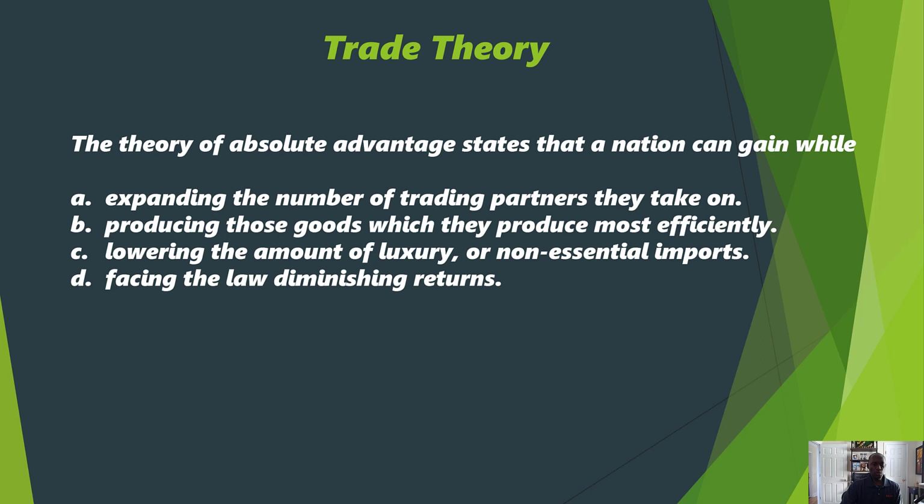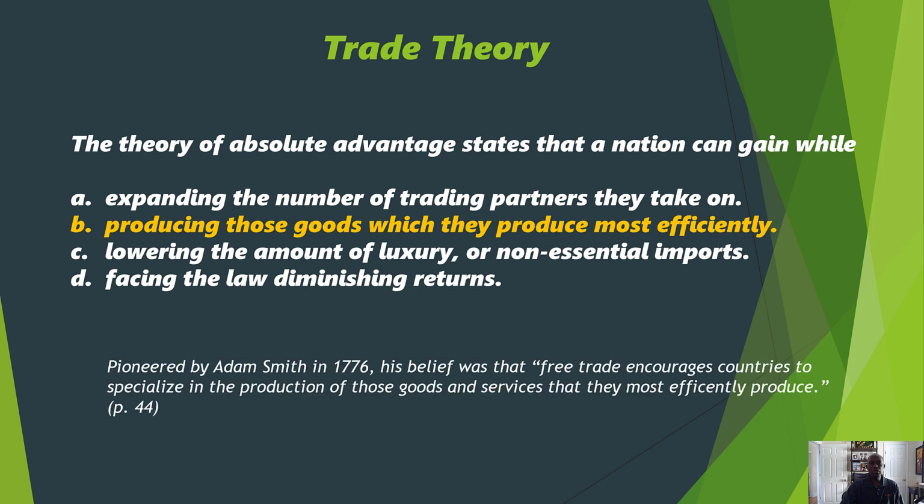Okay, so the next one: the theory of absolute advantage states that a nation can gain while producing those goods which they produce most efficiently. Coming from page 44, the theory of absolute advantage was pioneered by Adam Smith, who is famous for writing a book called The Wealth of Nations. His belief was that free trade encourages countries to specialize in the production of those goods and services that they most efficiently produce.